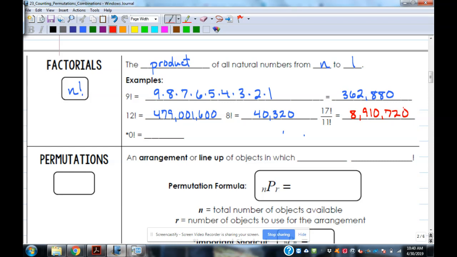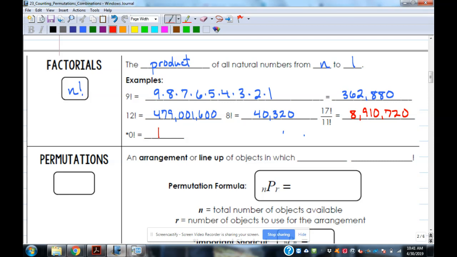8,910,720. 0 factorial is 1. That's by definition, 0 factorial is 1. Always. Kind of like anything to the 0 power is 1. 0 factorial is always 1. All right. So factorials are just taking a number and the product of all the numbers, that number and lower down to 1. Okay, easy thing.